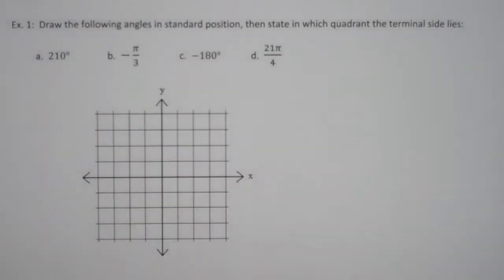In example 1, we're asked to draw the following angles in standard position. Then state in which quadrant the terminal side lies. We're going to take a look at the first one here, A, that's 210 degrees. It's in the positive direction.